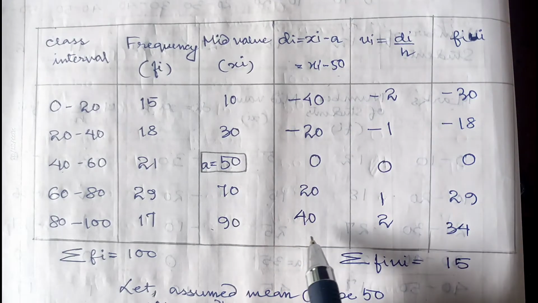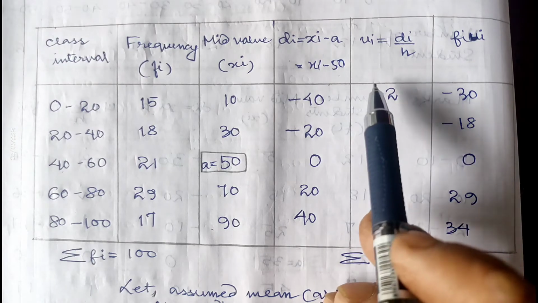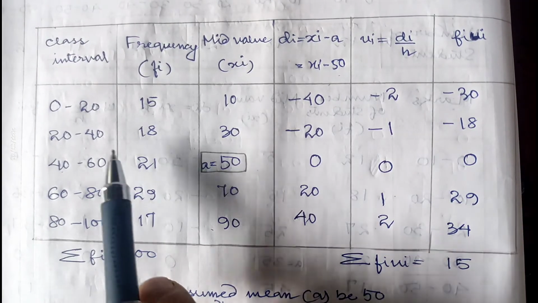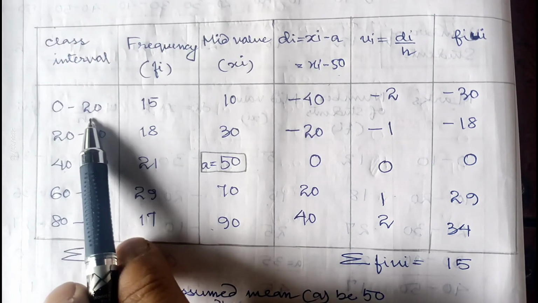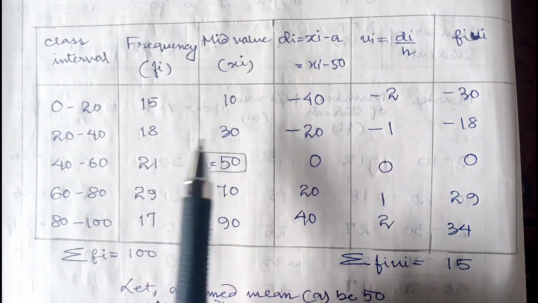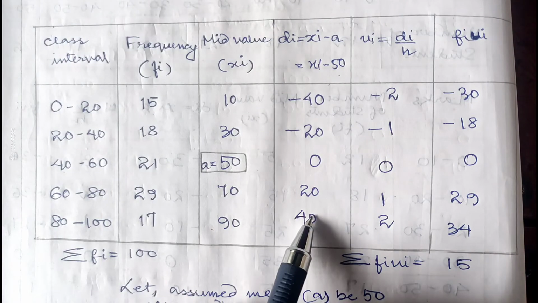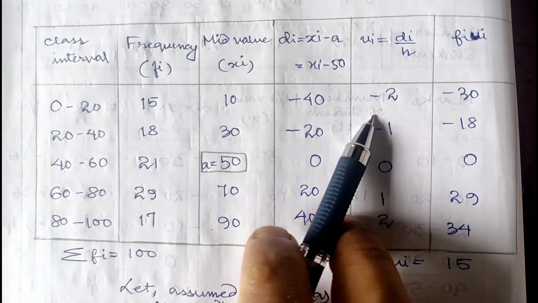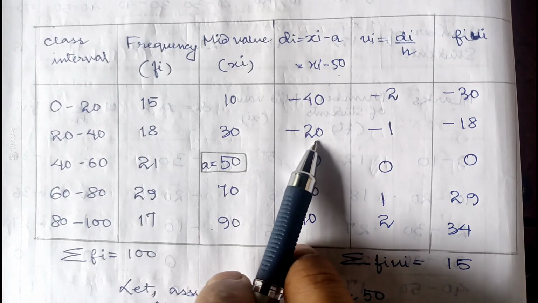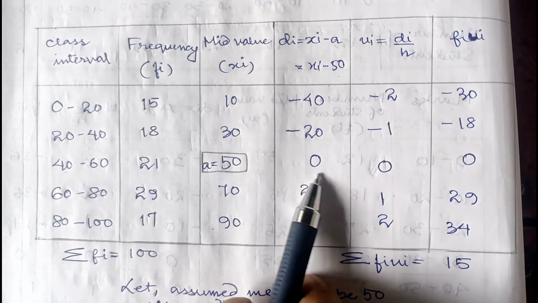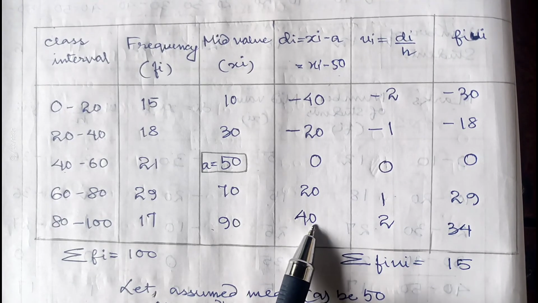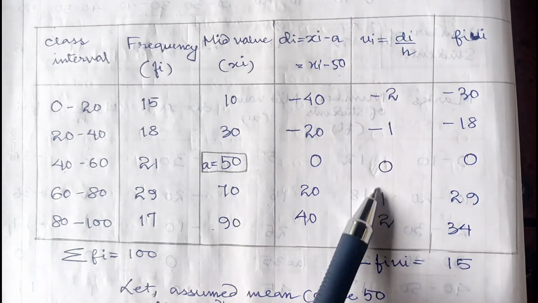After calculating di, or deviation, we have to divide all these deviations by the class size. Here class size is 20, since 20 minus 0 is 20. So we divide each di by 20. Minus 40 divided by 20 is minus 2. Minus 20 divided by 20 is minus 1. 0 by 20 is 0. 20 divided by 20 is 1, and 40 divided by 20 is 2. So we got all ui.